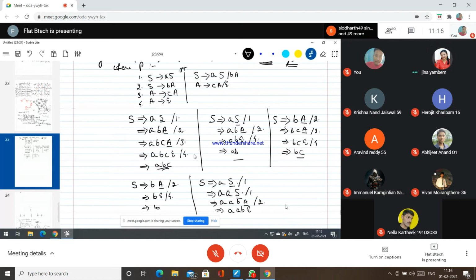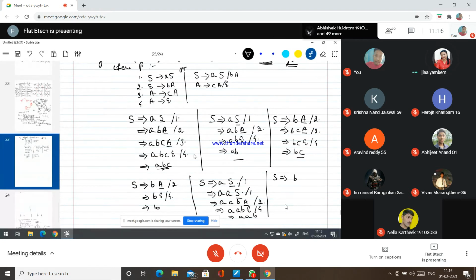A, A, B, epsilon, this is production 4, which implies that AAB. Got it? So what kind of language could be generated? Let me go for another string.